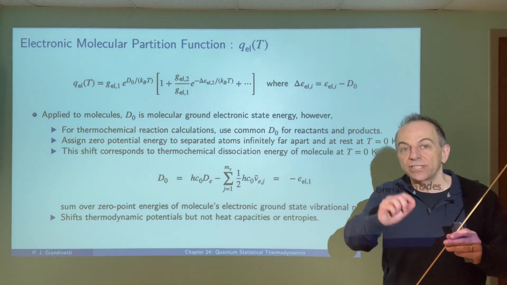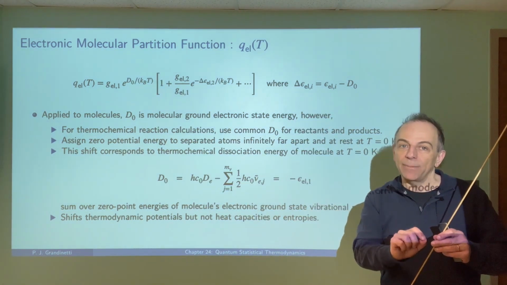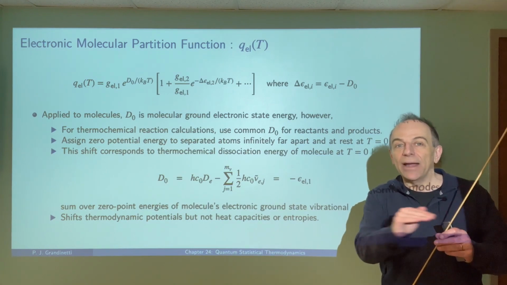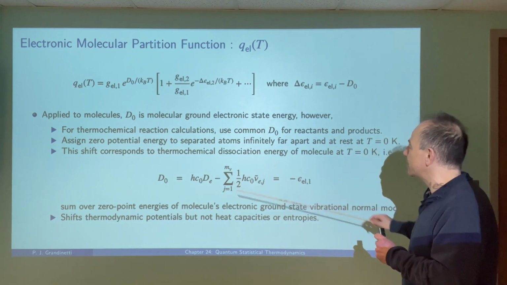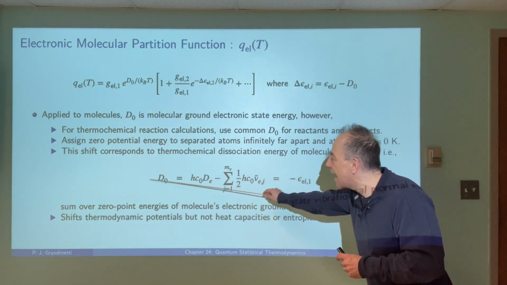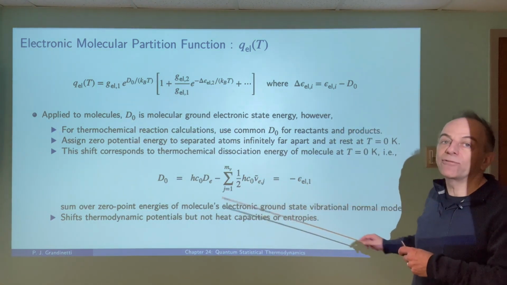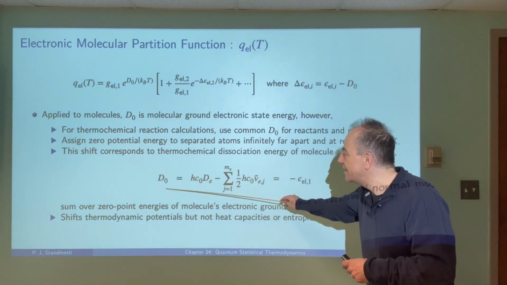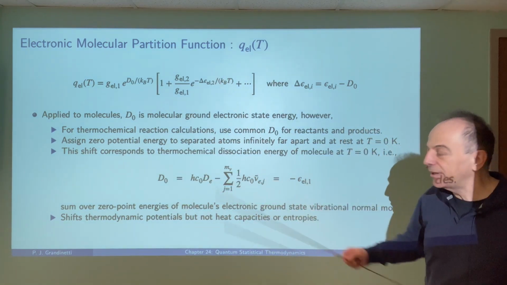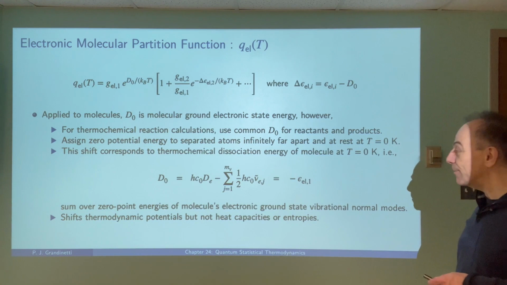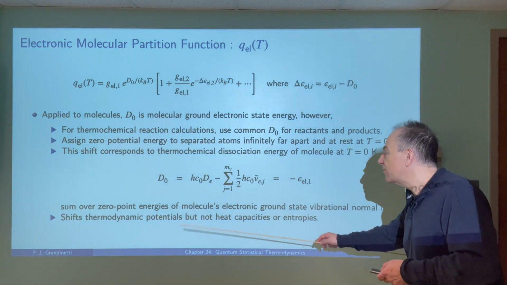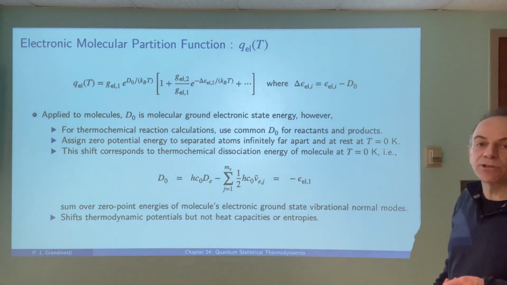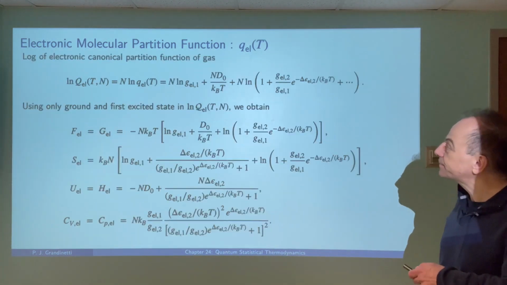That's the true dissociation energy, D0, which is not measured from the bottom of the potential energy well, but from the vibrational zero point energy. So we have to add those terms into this expression here. But this is how we're going to define uniformly for all our molecules their D0 relative to the infinitely far apart atoms that make up that molecule. And again, that's going to shift the potentials, but it won't shift the entropies or the heat capacities.